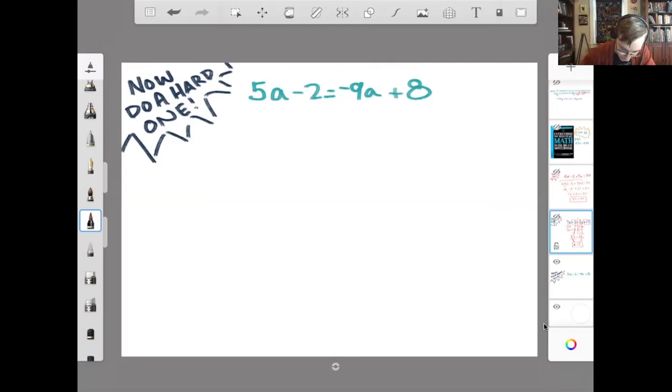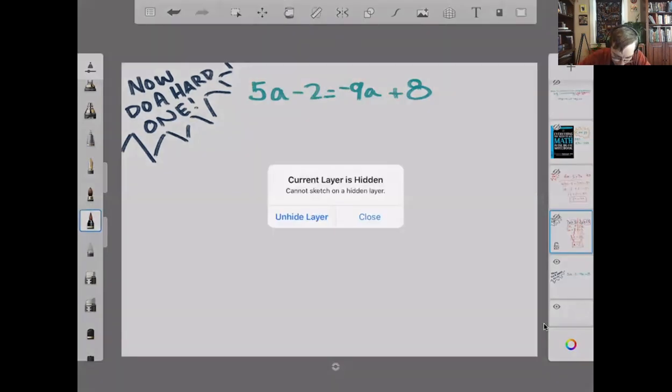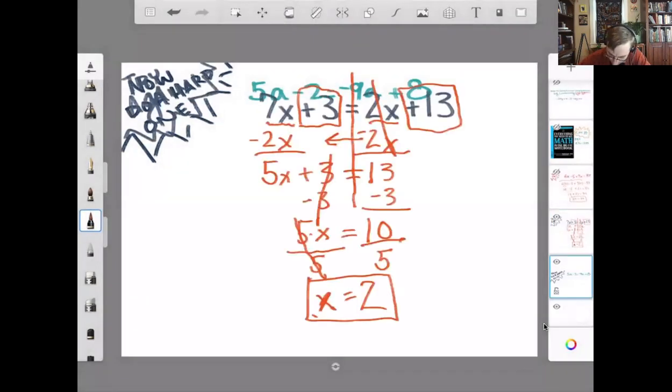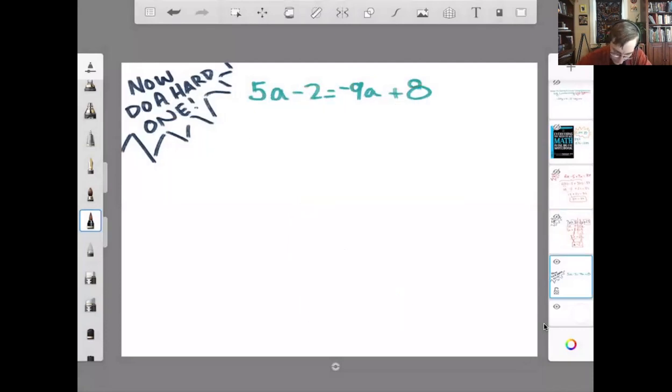Okay, let's see how you did. So in this problem, the like terms are 5a and negative 9a. And then you also have negative 2 and positive 8.